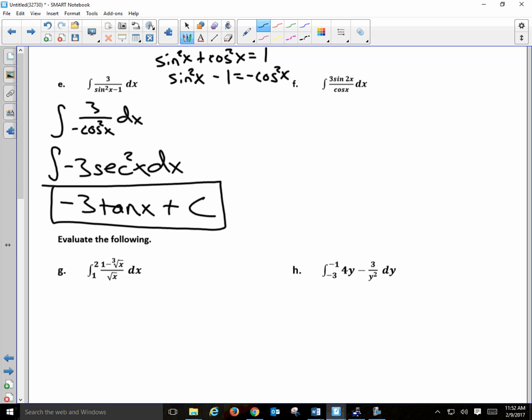What's different about letter F? Sine and cosine, particularly, you have a double angle and you have a single angle. Those are not compatible. Let's get rid of one. Any idea?